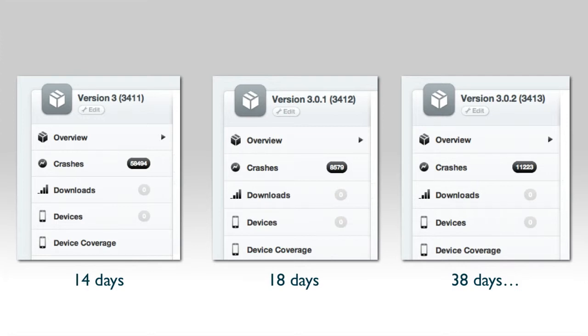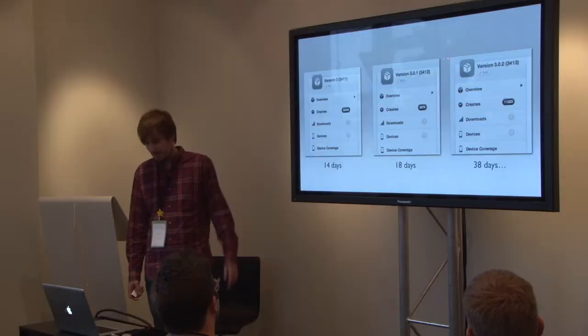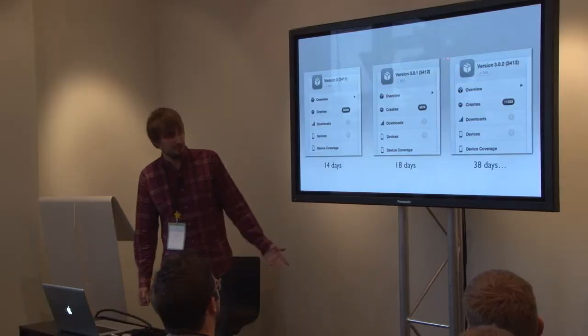But we use an automated crash reporting tool called Hockey App, so we started receiving crash reports pretty much immediately. If you don't use something like this, it's just the absolute best way to find out what's happening for your app and to address problems before you read about them. So for the 2 weeks that version 3 was in the App Store, we logged over 58,000 crashes. We released 3.01, it was in the store for a further 2 weeks, 18 days, with only 8,500 crashes.